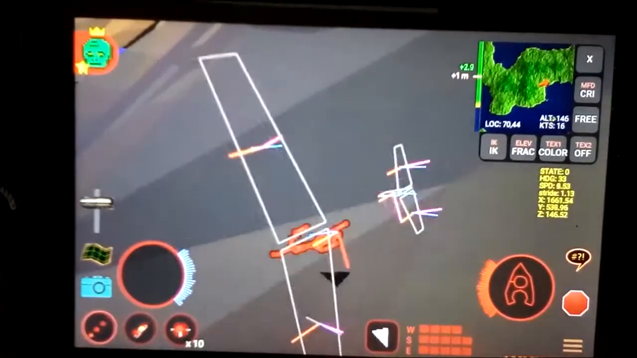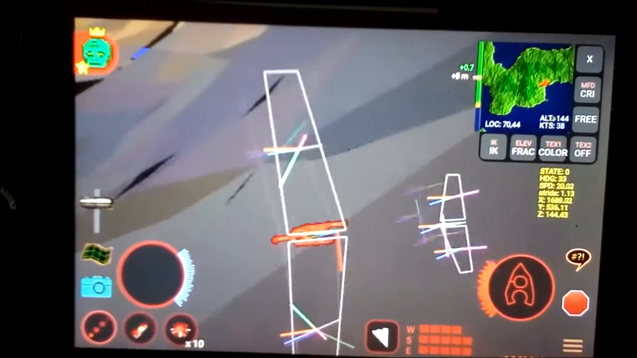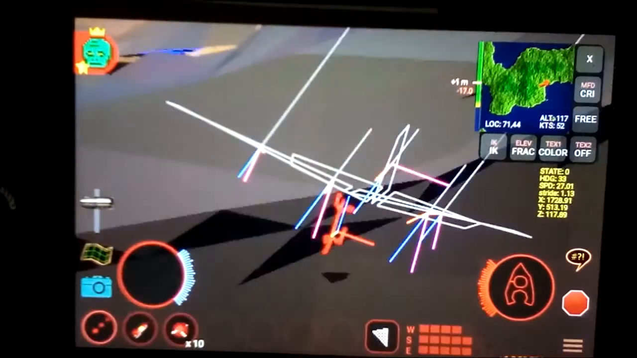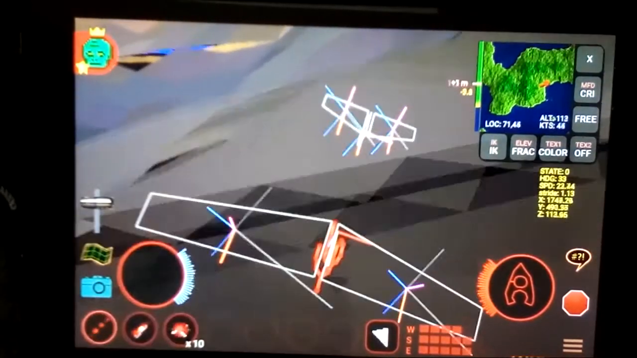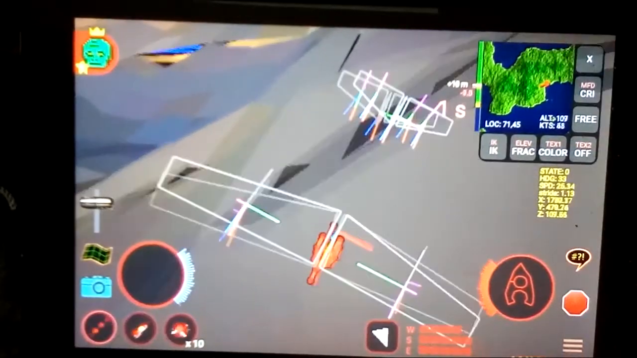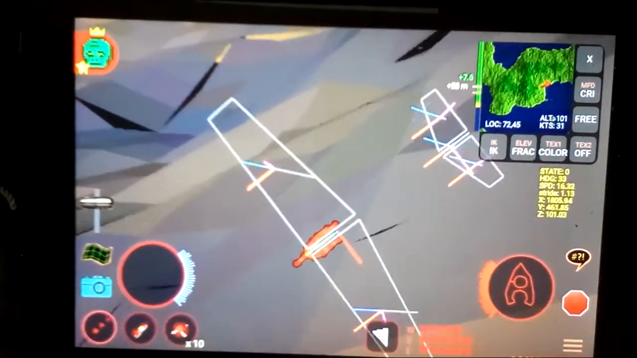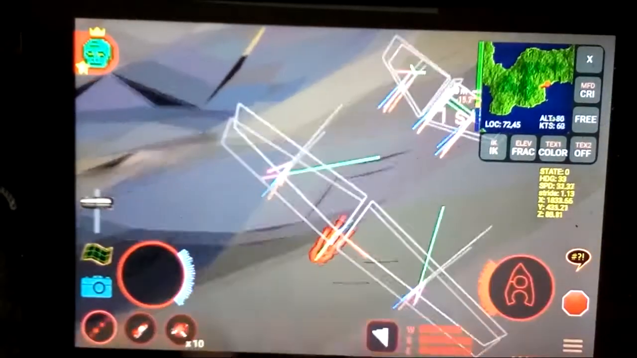So when you crash, you bounce, and each time you bounce, your rotation is modified a little bit. Not necessarily in a physically correct way, but it looks pretty nice as you're bouncing around on the side of the mountain.